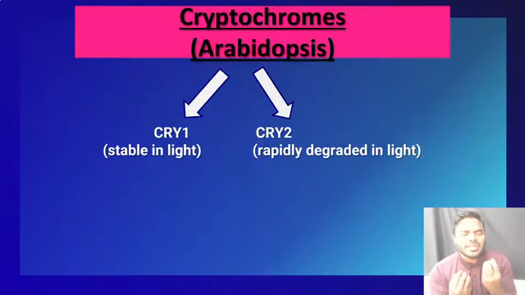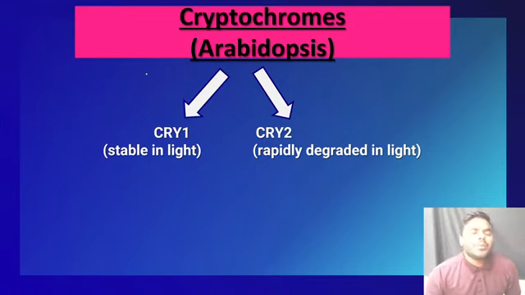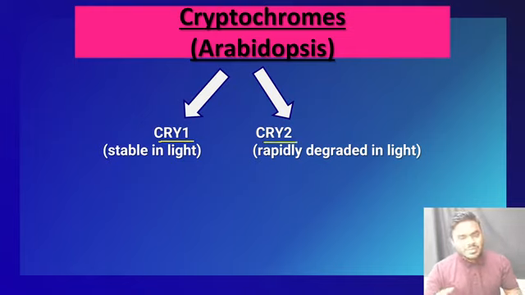Always try to compare. It will be very easy. Now let's once again compare. How many types of phytochromes do we read? Phytochrome 1 we read, phytochrome 2 we read. Same here also, we are reading two cryptochromes: cryptochrome 1, cryptochrome 2. That's a simple point.